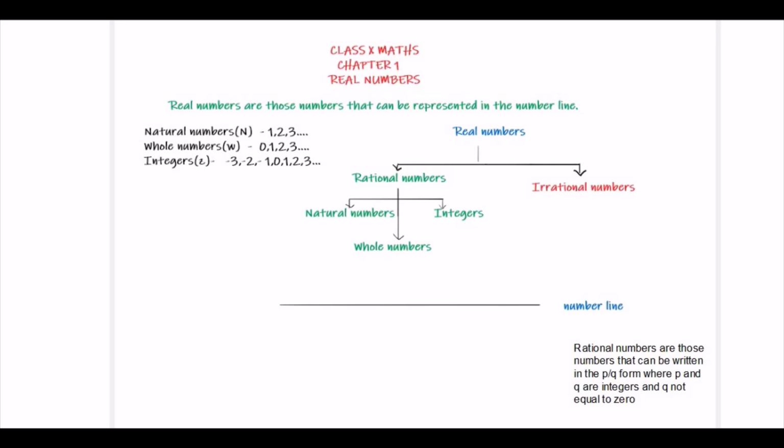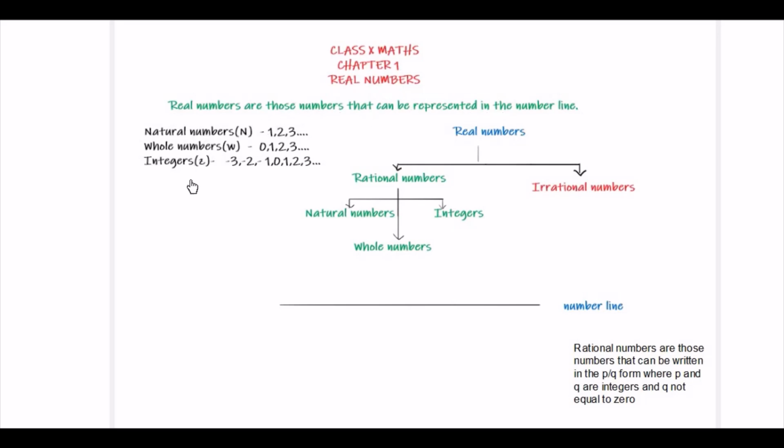Hi students, today I am going to take class 10th Maths chapter 1, Real Numbers. So what are real numbers? Real numbers are those numbers that can be represented on the number line. So all the numbers that you can represent on the number line are called real numbers.